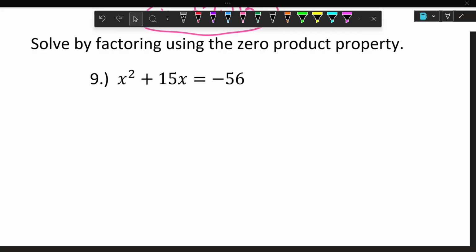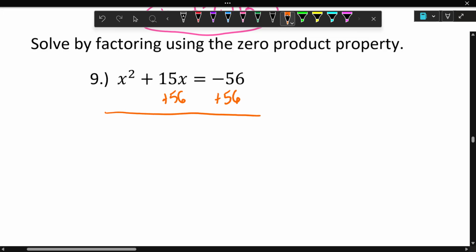All right, we're going to review solving by factoring. So it's just putting together what we did with the factoring and then solving little equations. And again, it's a review of last year, so hopefully we remember this. But we always need to get it equal to 0 first, because we're going to use the zero product property. We'll add 56 to both sides, so it equals 0.